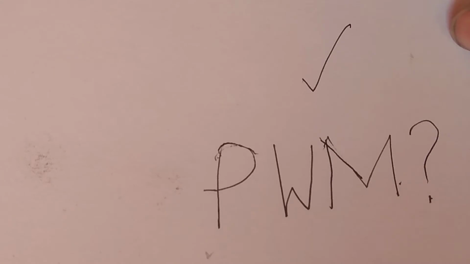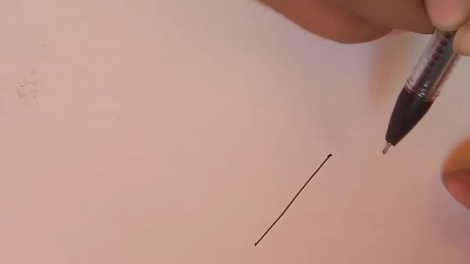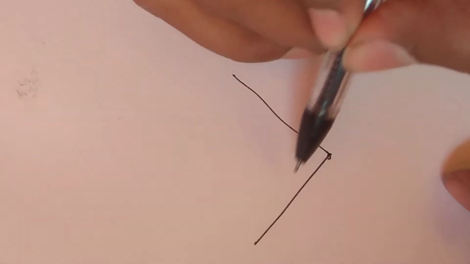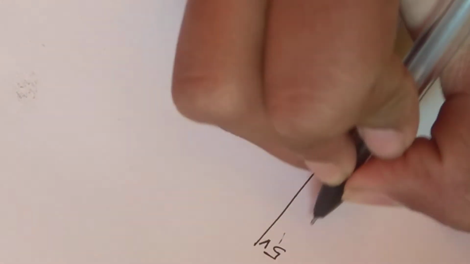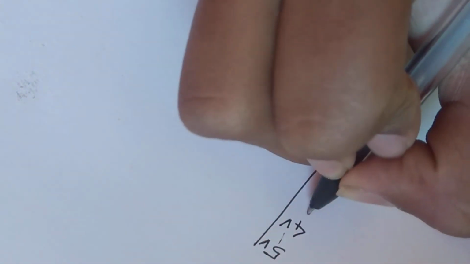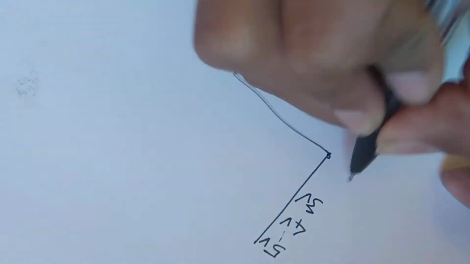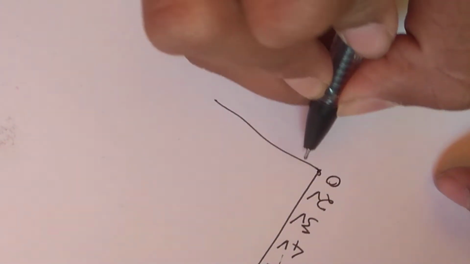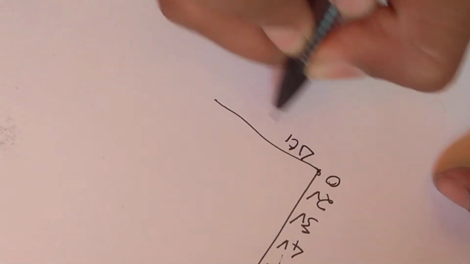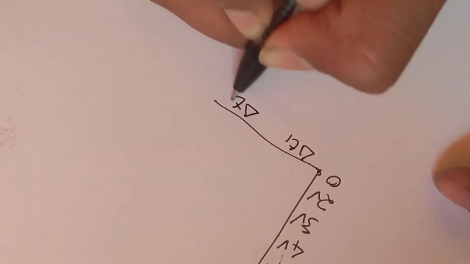PWM stands for pulse width modulation, and pulse width modulation always works on delta time. So as I've shown you before, this is 5 volts, 4 volts, 3 volts, 2 volts, and 0. This is delta time 1, this is delta time 2.